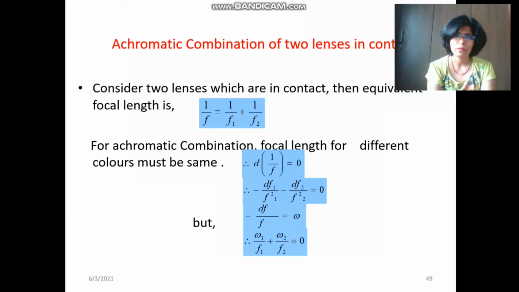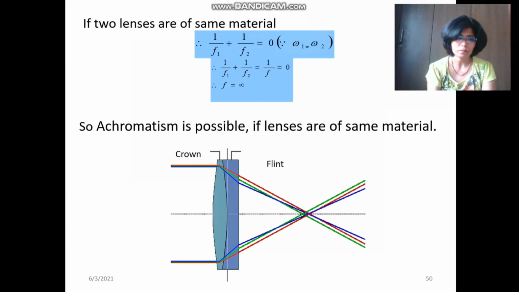So 1 upon f is 1 upon f1 plus 1 upon f2. We'll substitute the value of 1 upon f, so d of (1 upon f1 plus 1 upon f2) is equal to 0. When we separate it, it will be minus df1 upon f1 square minus df2 upon f2 square, which is equal to 0. But as we know, minus df upon f is nothing but omega, that is dispersive power. So we can write this as omega 1 upon f1 plus omega 2 upon f2, it is equal to 0.